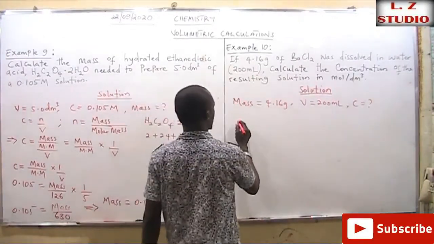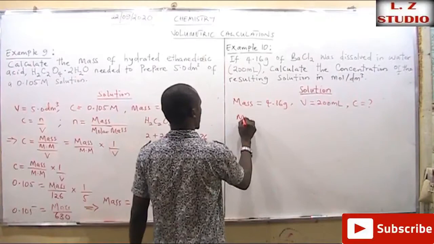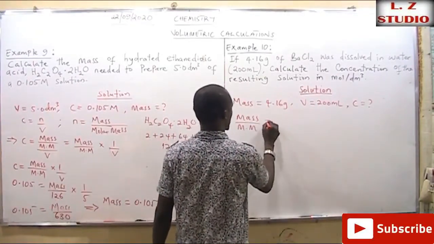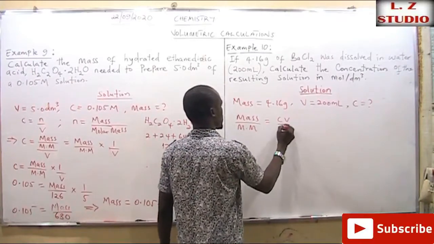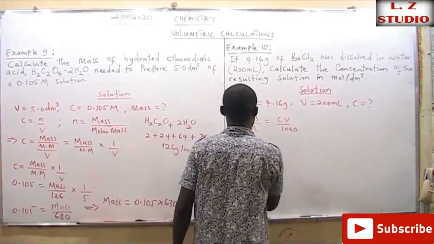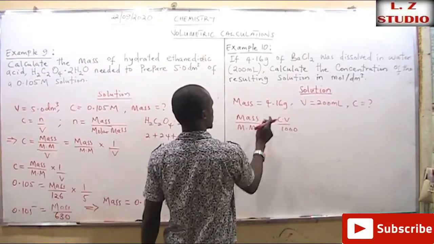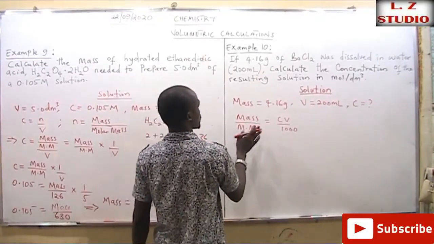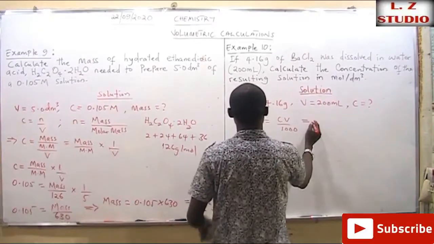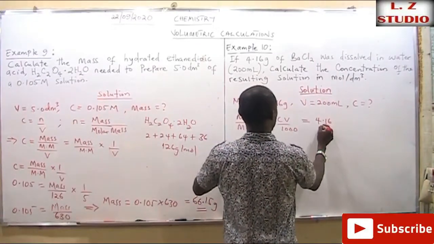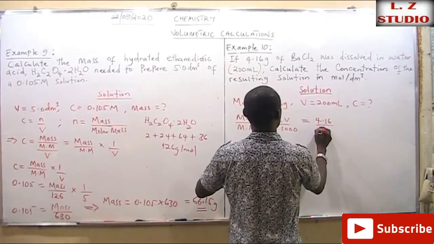So to do that, we use the relation which says that mass over molar mass is equal to CV divided by 1000. So we make our C the subject of the relation here, but let's substitute everything. So this is equal to, the mass given is 4.16 divided by molar mass of barium chloride.